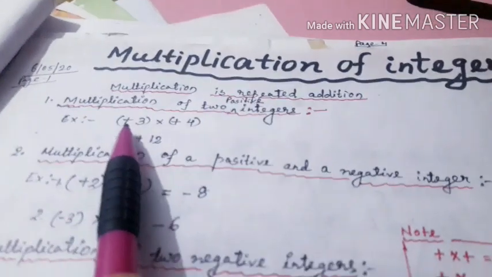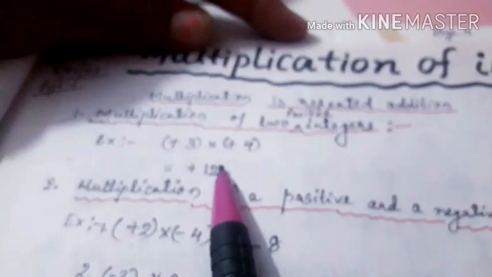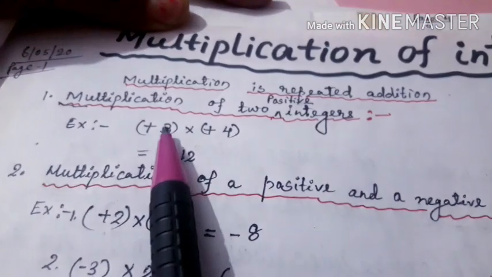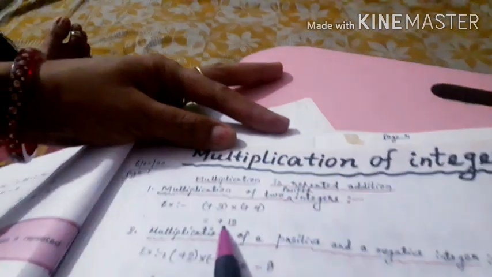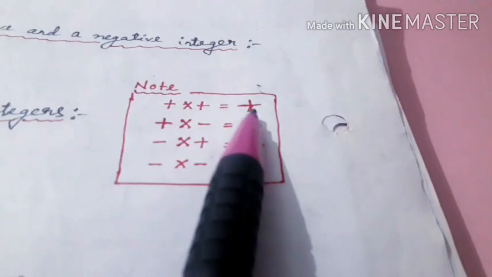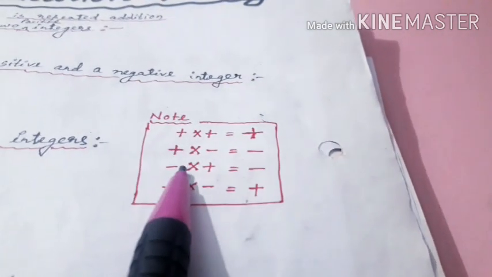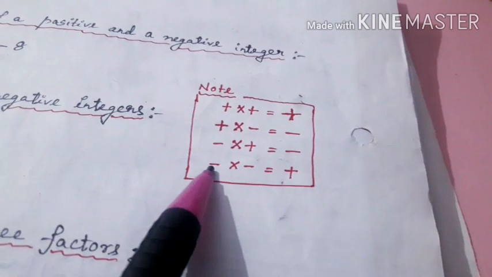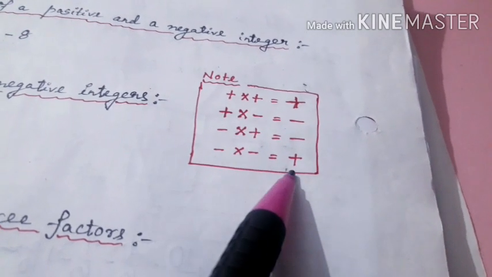Let's take one example, plus 3 and plus 4. These two are positive integers. When we multiply both, we will get plus 12. See, whatever the sign rule says about multiplication: plus into plus we will get plus, plus into minus we will get minus, minus into plus we will get minus, then minus into minus is equal to plus.